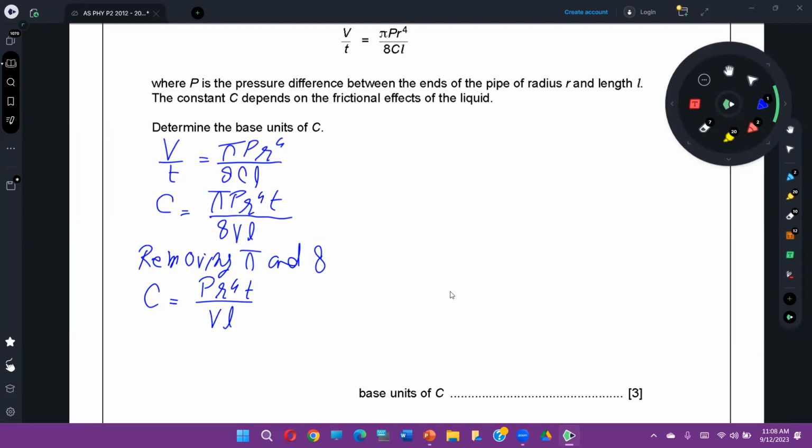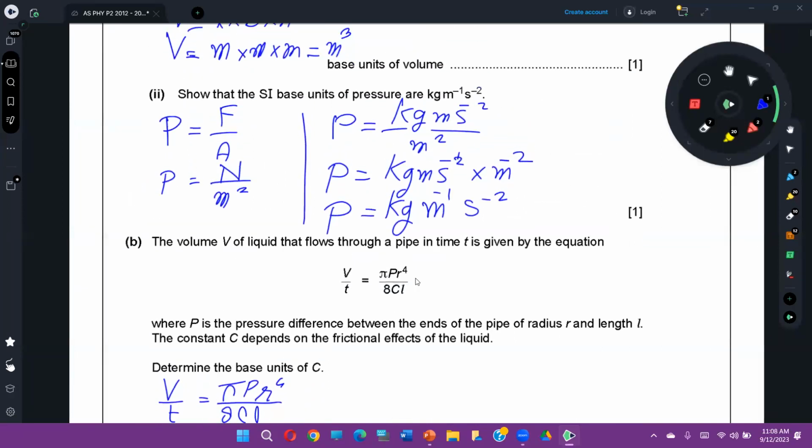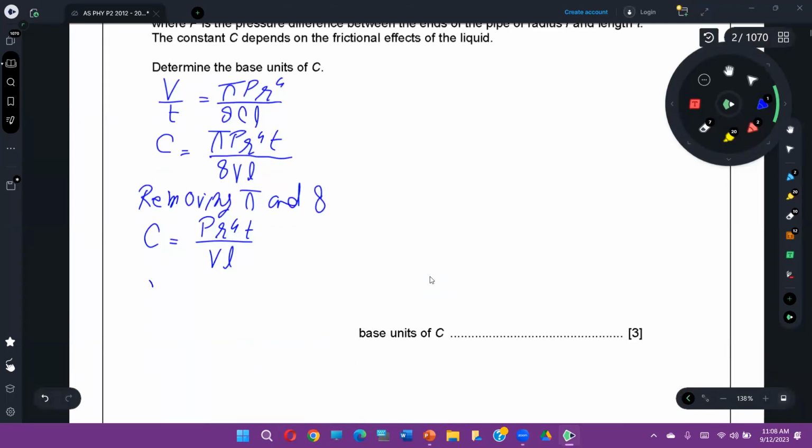Okay, now what should I do? What is the base unit of pressure? Look at the part 2. Everyone tell me, kg m minus 1 s minus 2. Okay, now start working with me.